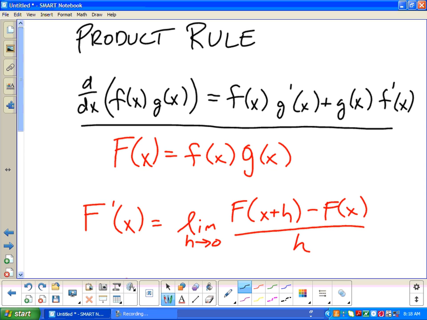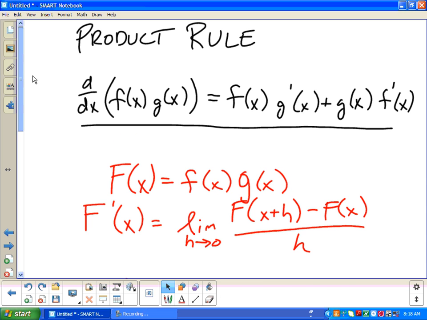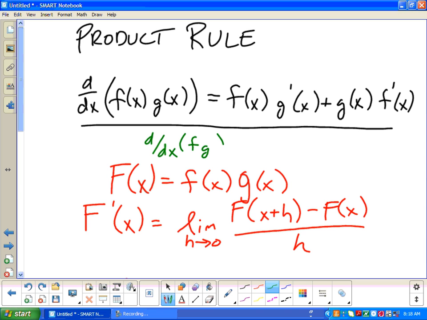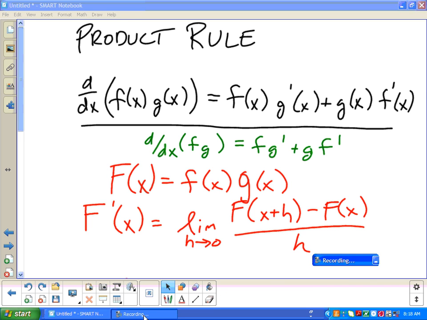And often I cheat. When I write this, if I'm going to simplify this, I write d dx of fg, I drop all the x's: fg prime plus gf prime. All right, that is called the product rule. The function of f times the derivative of g plus the function of g times the derivative of f.